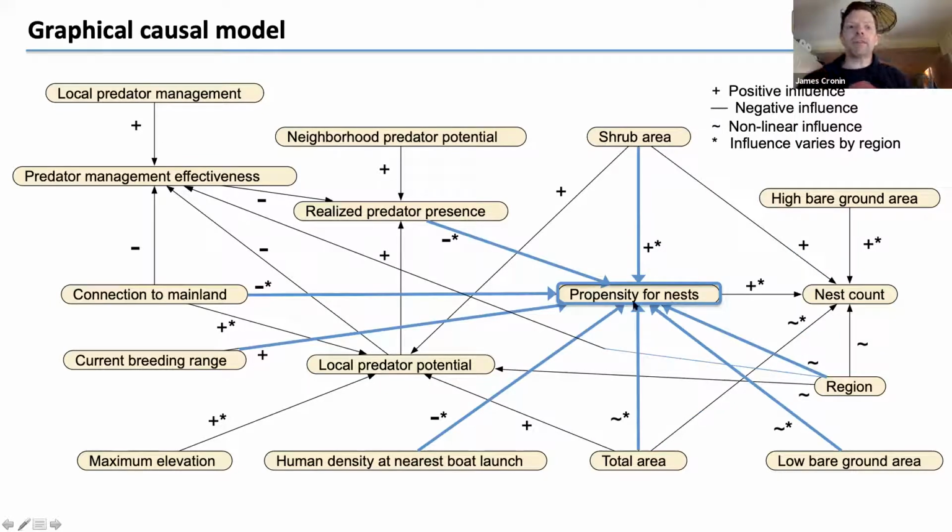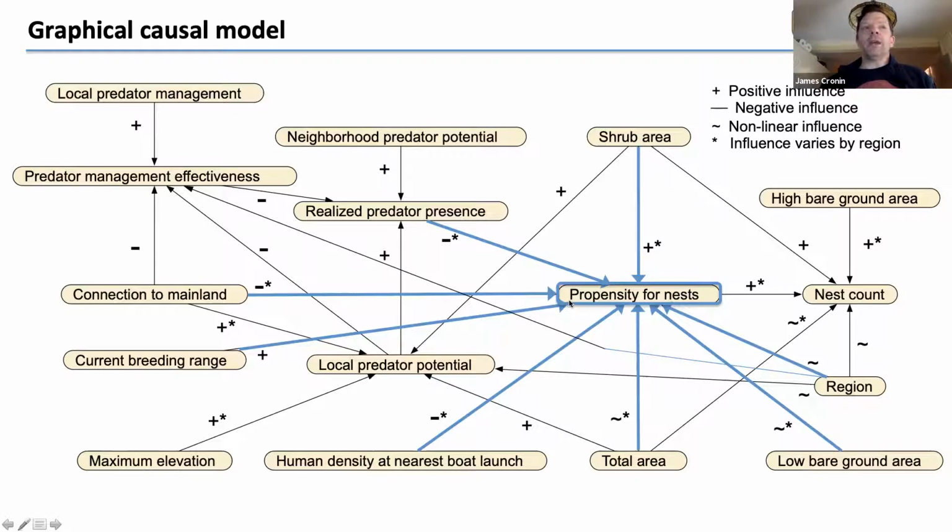For propensity of nests, that might increase with shrub area or with the amount of low bare ground or with total island area. But it might decrease on very large islands or islands with a lot of bare ground like beaches because of a greater frequency of human disturbance. The propensity for an island to be used for nesting might decrease with the presence of predators, or it might decrease as the connection to the mainland increases because the mainland has a lot of human disturbance on it. It might also decrease with the human density at the nearest boat launch, because that's also a metric of potential for human disturbance.